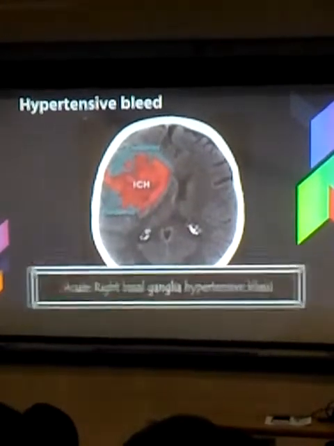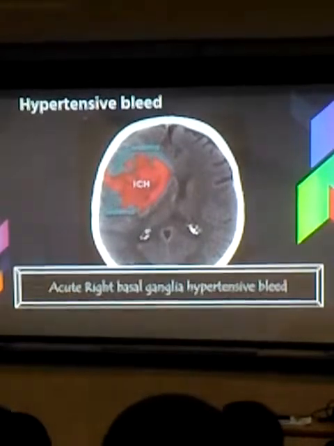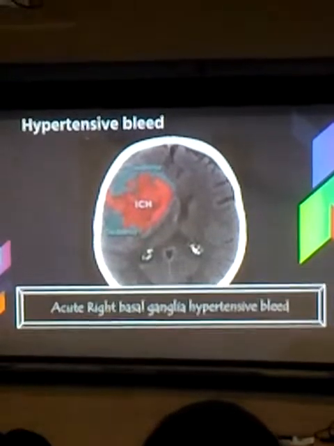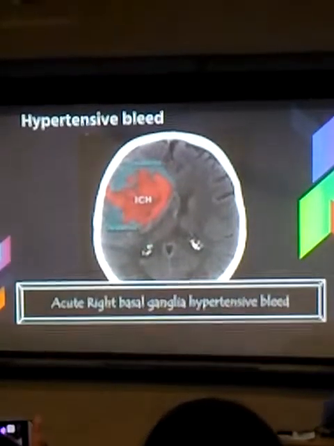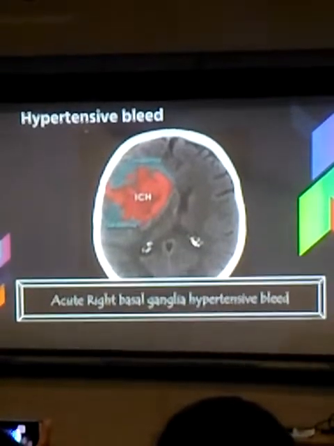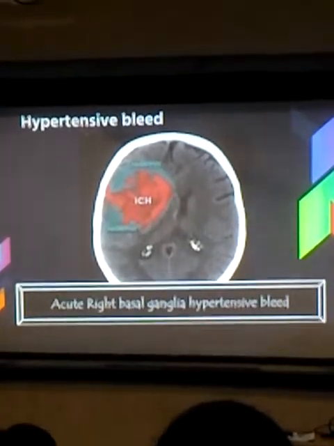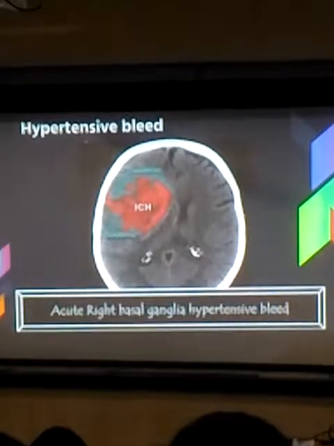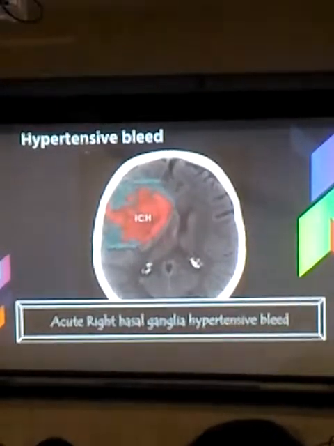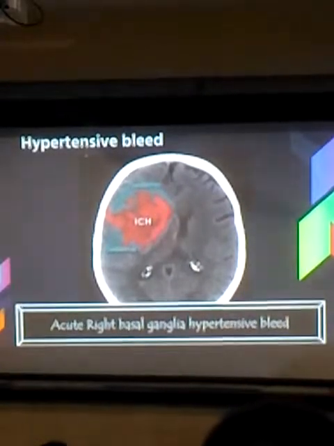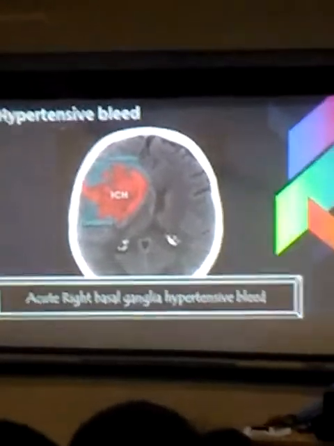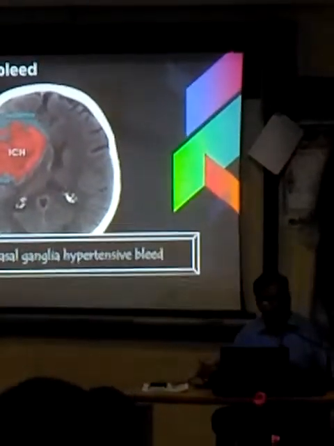This is what is called a hypertensive bleed. Acute right basal ganglia bleed. Right? Hypertensive bleed with surrounding edema. See, why am I saying this is a hypertensive bleed? Have I given you a history of hypertension in this patient? The answer is no. See, the site of this bleed is so characteristic that any bleed that you see in the region of the basal ganglia is a hypertensive bleed unless proven otherwise.